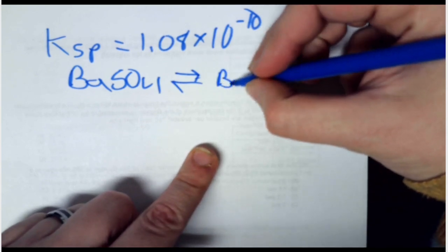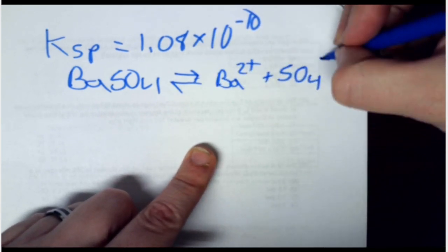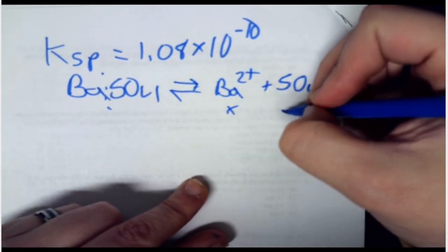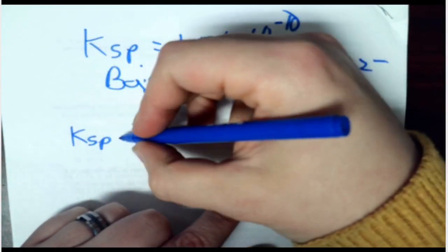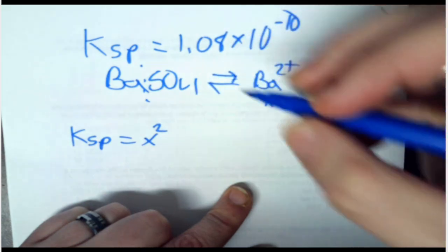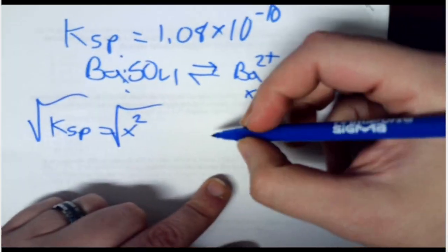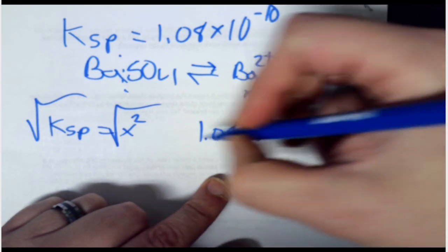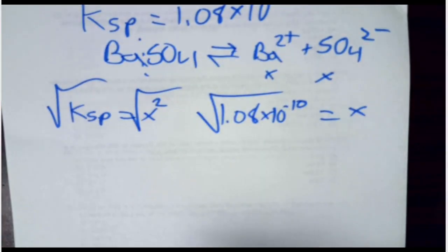BaSO4 dissolves into Ba 2 plus and SO4 2 minus. Don't get brain happy, it's just going to cleave right down the middle. So there's going to be x and this is going to be x. So Ksp is going to be equal to x squared. So square root both sides. So 108 times 10 to the negative 10th, we square root that, and that's going to be the x, our concentration.